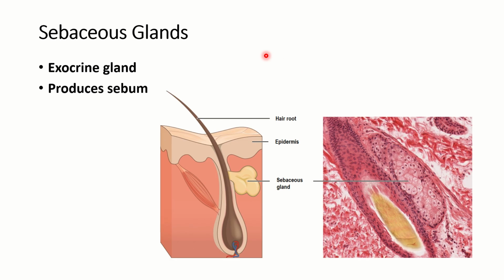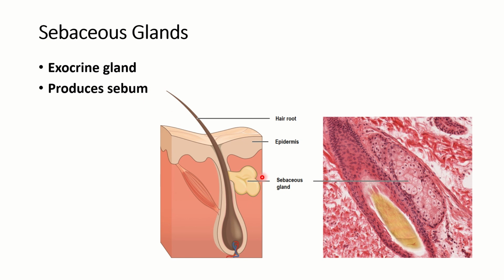The glands, you have two types of glands. One is called exocrine glands. Exocrine glands drain in a duct, and endocrine glands drain directly in the blood. So in the skin you have exocrine glands. One of the exocrine glands is called the sebaceous gland, and that produces sebum or oil.